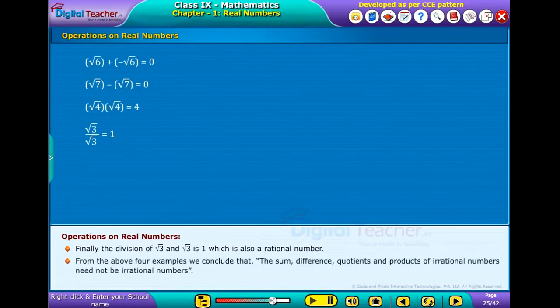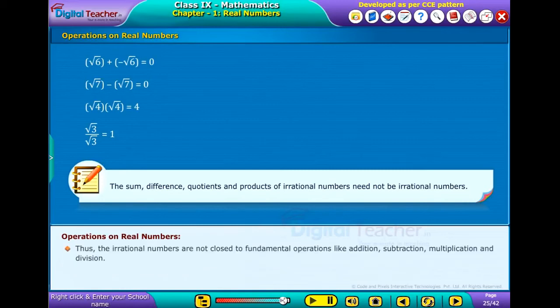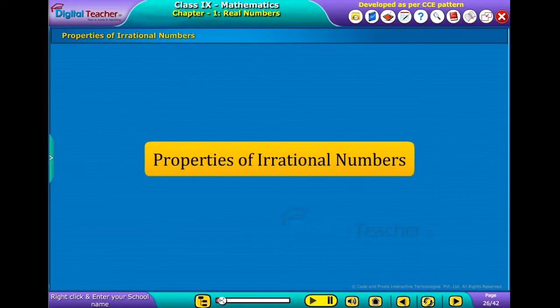From the above 4 examples, we conclude that the sum, difference, quotients, and products of irrational numbers need not be irrational numbers. Thus, the irrational numbers are not closed to fundamental operations like addition, subtraction, multiplication, and division. Let us list out some types of properties which are useful in various ways.